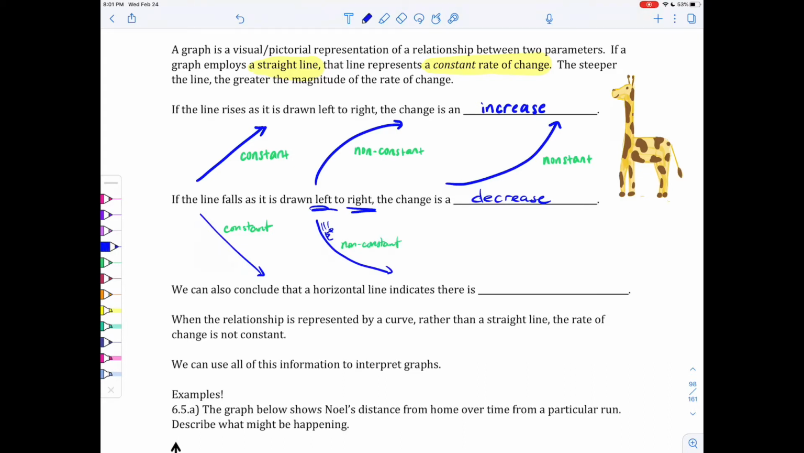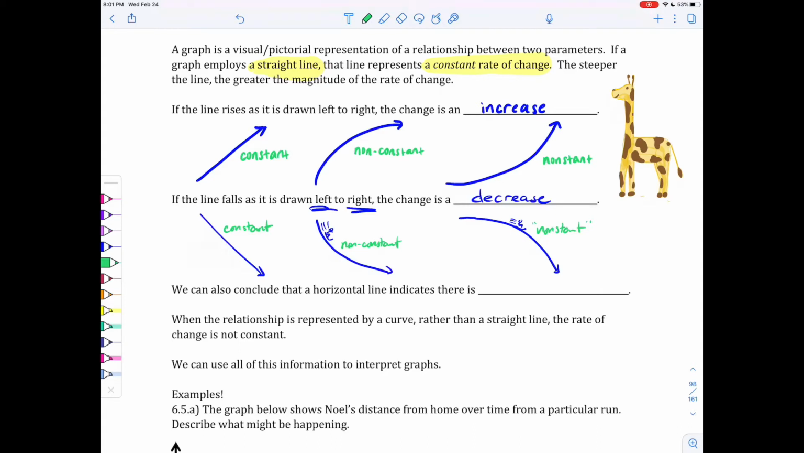And we could still even decrease like this. Woo! Oops, too many arrows. Someone have a really fun time being on their sled on that one. Zoom, zoom, zoom. But that is, again, not a constant rate of change.